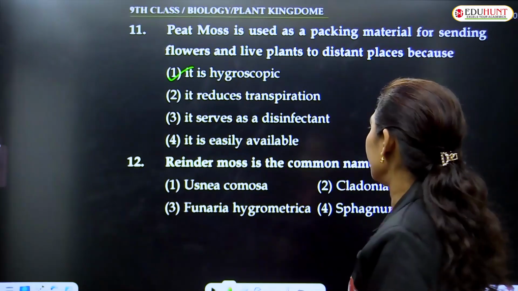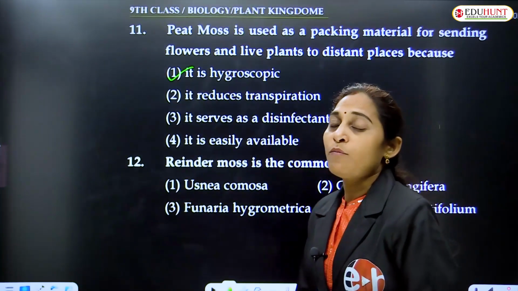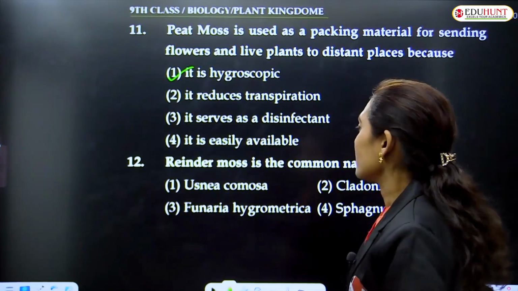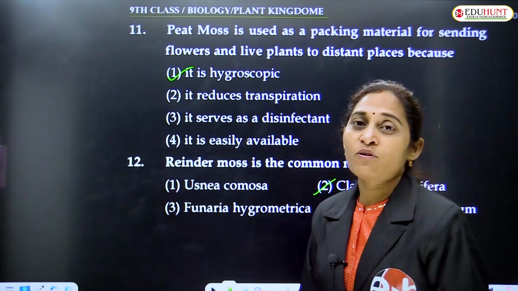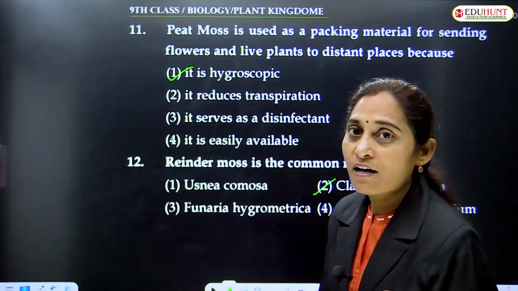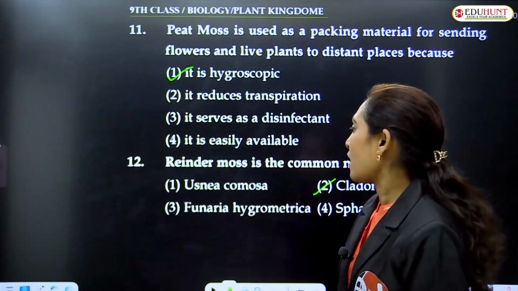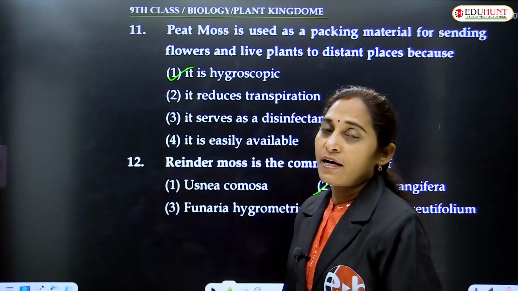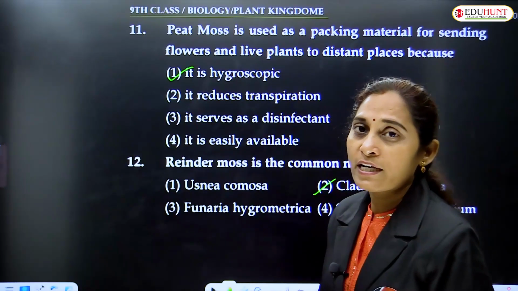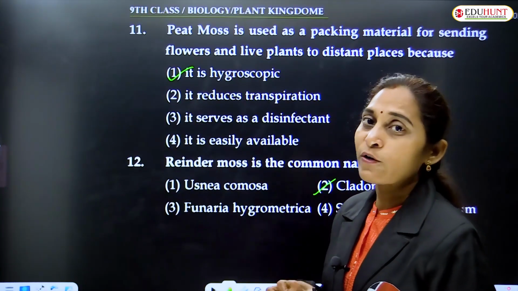Reindeer moss is the common name of Cladonia rangifera, which is a lichen commonly called reindeer moss, and it is found in snow regions, alpine regions.